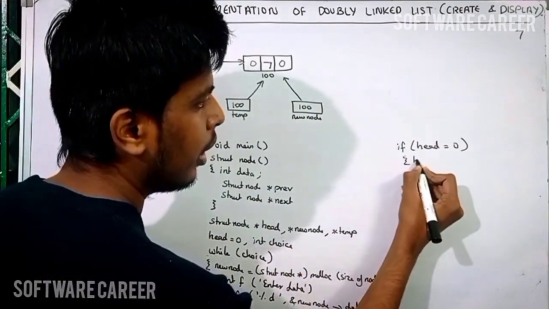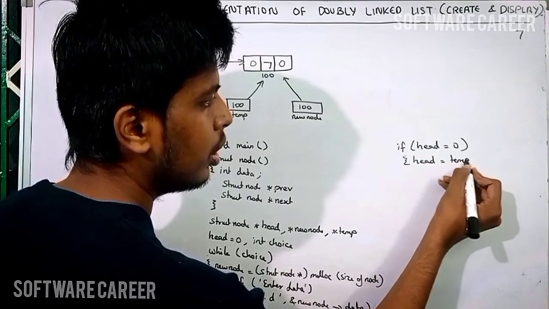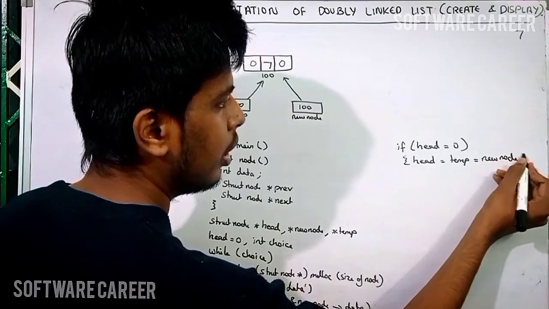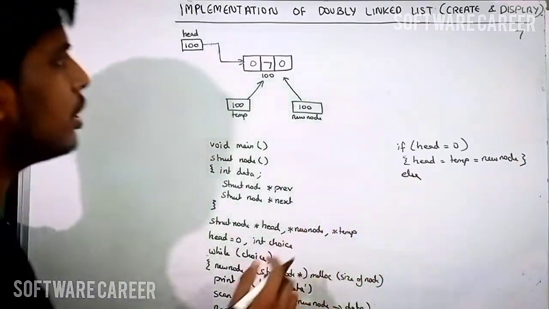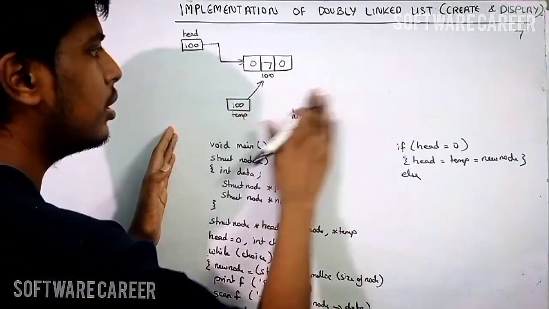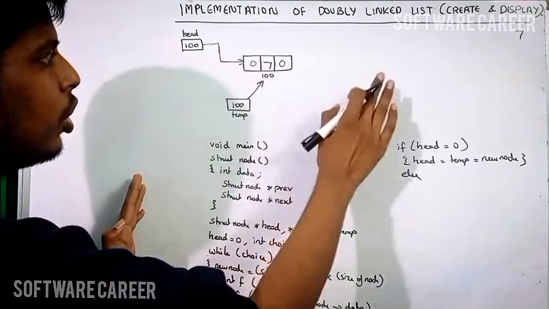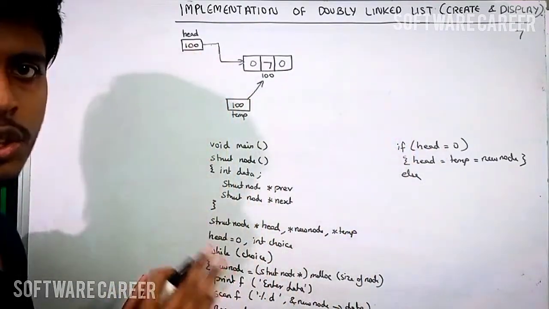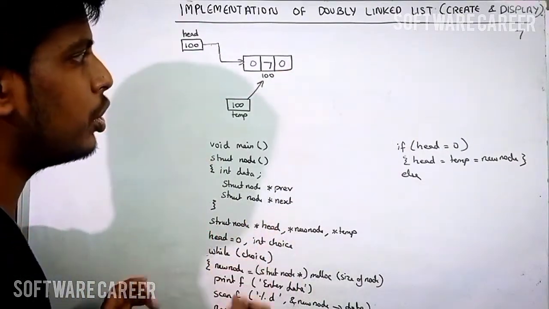See here. Head equals to temp equals to new node. I have created. Now see, next condition else. Suppose now in this case you have inserted the first element. Now the linked list is not empty. So check, if head is 0? No, head is not 0. It's 100. That means one element is already present in the linked list. Then what you should do?